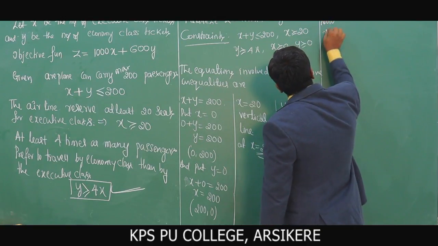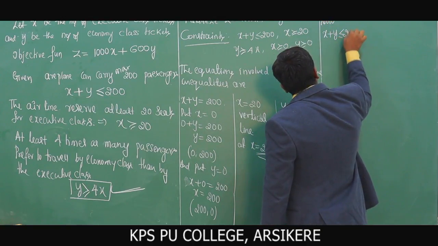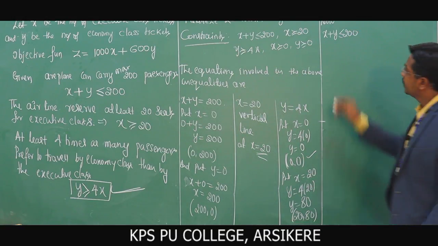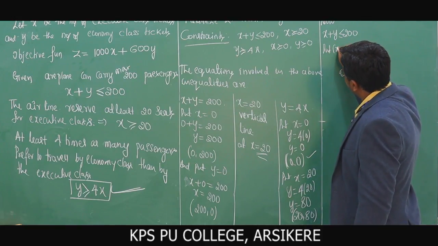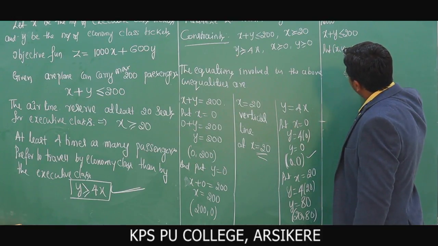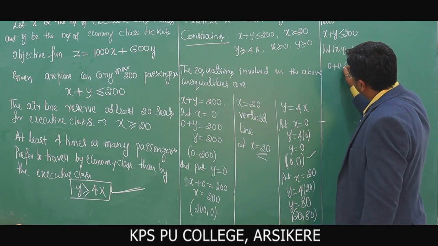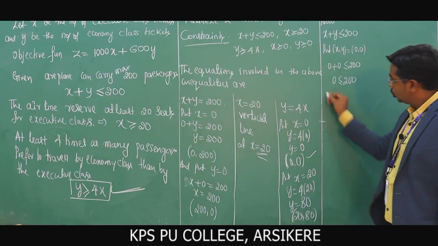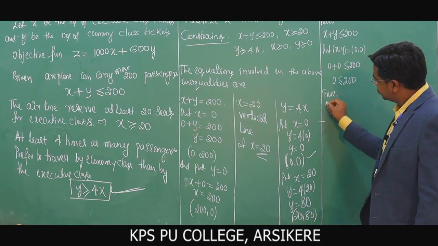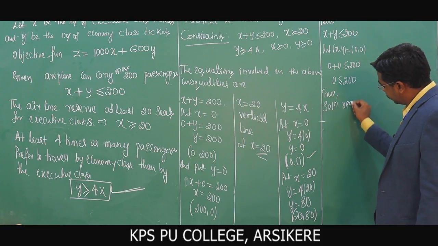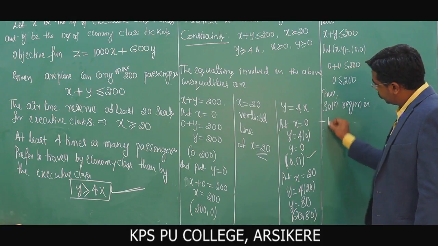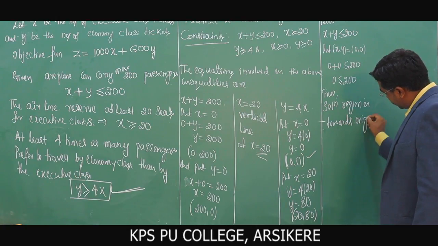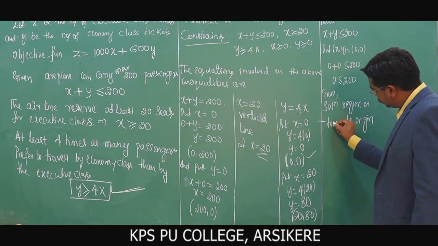Now take the inequality x plus y less than equal to 200. Put x is equal to 0 and y is equal to 0. What will happen here? 0 plus 0 less than equal to 200, so 0 less than equal to 200. This is nothing but true. Hence the solution region is towards the origin.